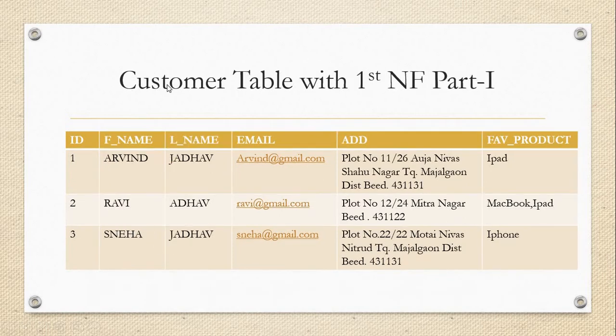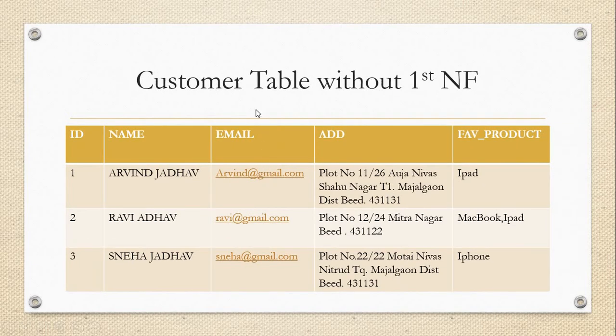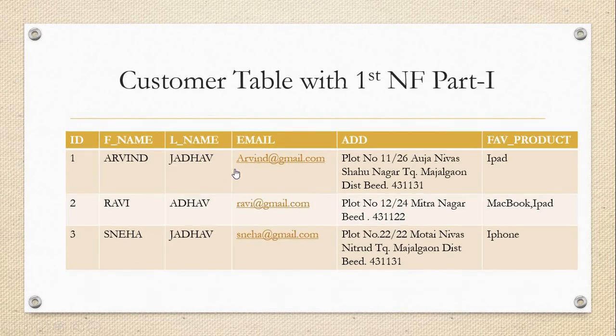So here is a customer table. The first one is a customer table without a normalization form. Now I am using a customer table with first normal form, part 1. Okay, so what should I do? See, in the first name table, the attribute is separated, and the last name attribute is separated.